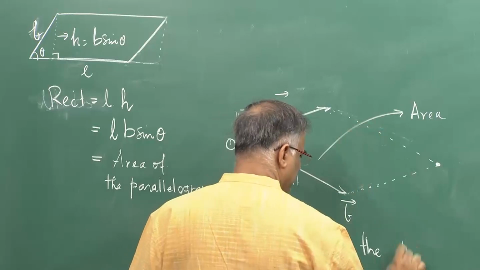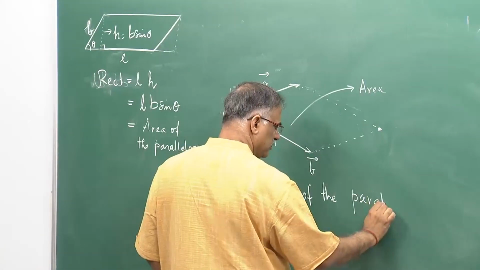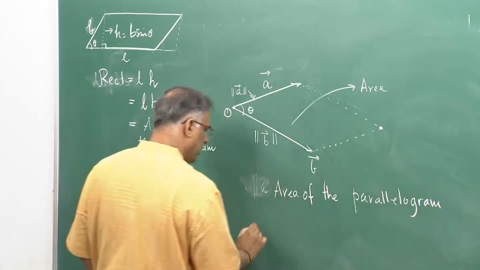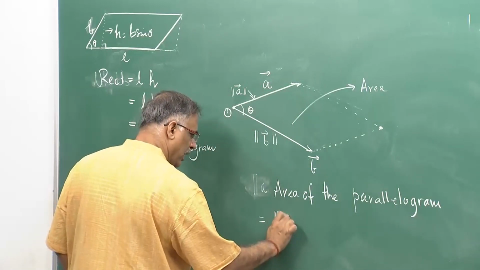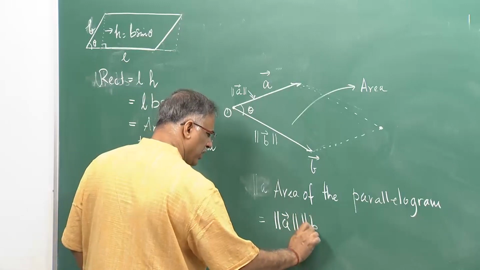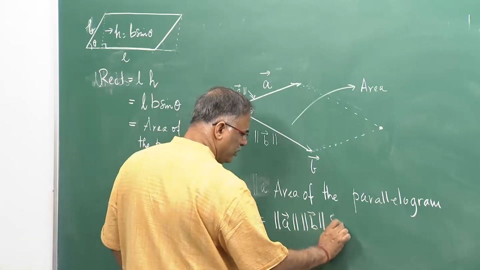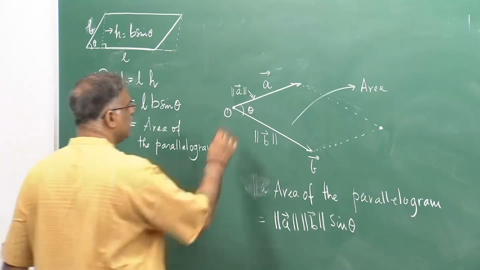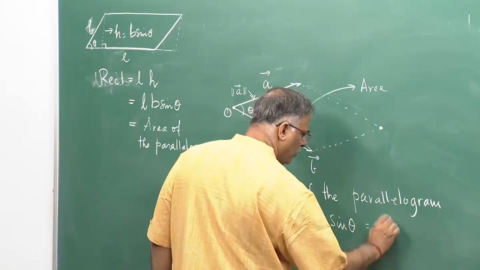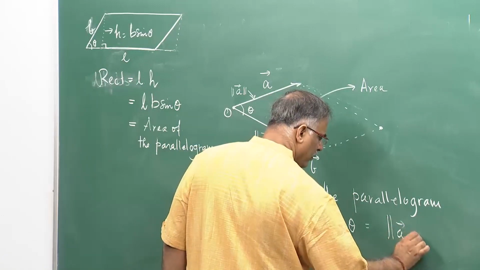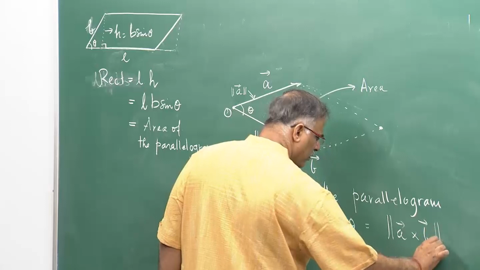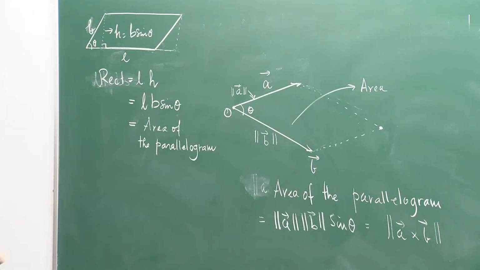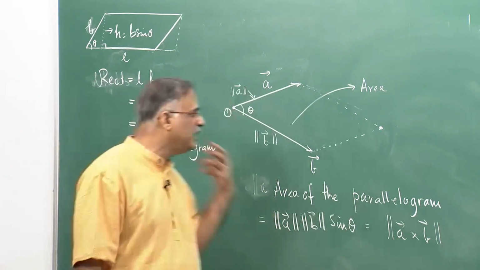Area of the parallelogram is nothing but norm A, norm B, the lengths, into the angle between them, sine of theta. And what is it? It is nothing but the norm of A cross B. So A cross B, this vector in some way represents the area.